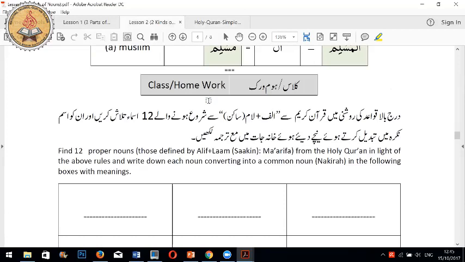Now the homework comes. Find 12 proper nouns, those defined by alif lam sakin. When I say alif lam, lam must be a sakin, marifa, alif lam, either in pronunciation or with a sukun in the written form.